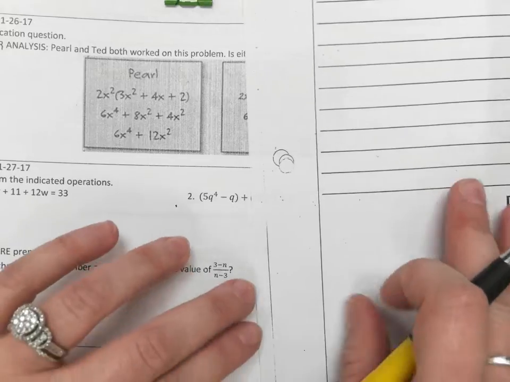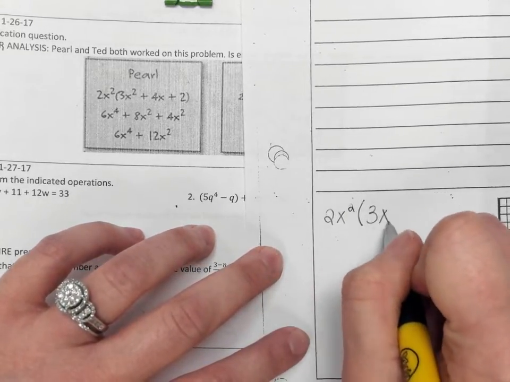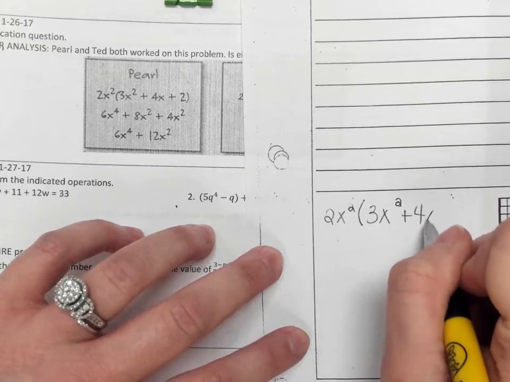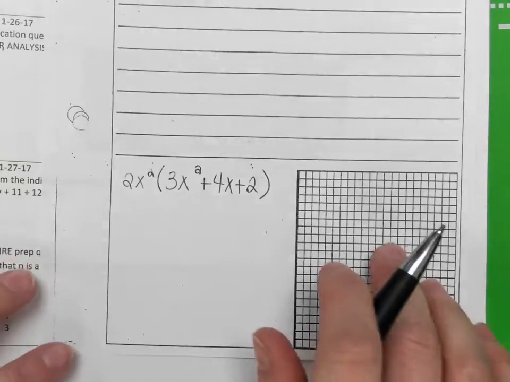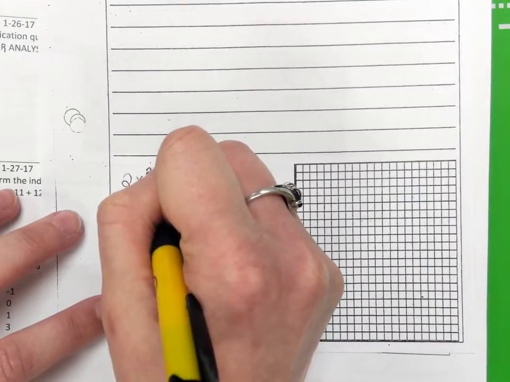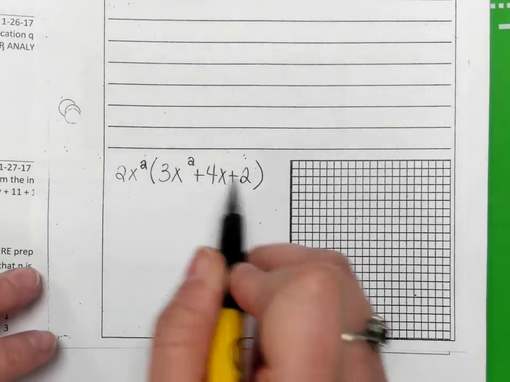All right, so what do we have? We have 2x squared, and we have 3x squared plus 4x plus 2, okay? Find that sheet that I gave you. Clay, you with me, bud? Okay, down here in this empty box is where you do your work.